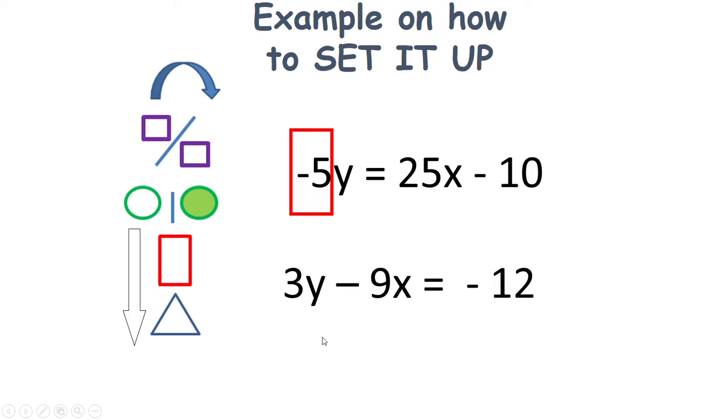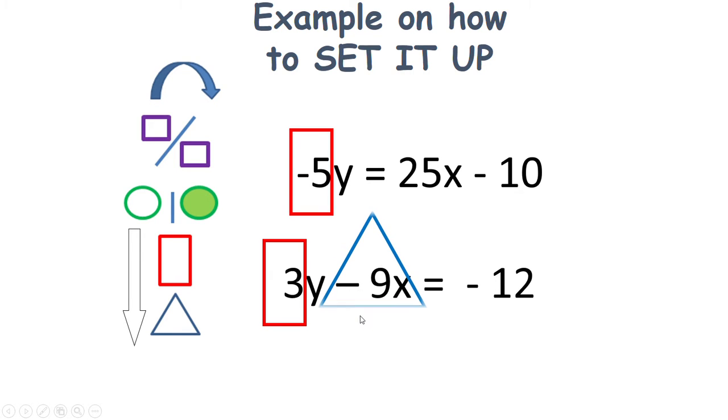In the second problem, we're still going to solve for y, because 99% of the time in algebra, we're always solving for y. So we ask yourself, what's in front of y? And that is the 3. So what's the triangle in this problem? Well, it's the minus 9x.